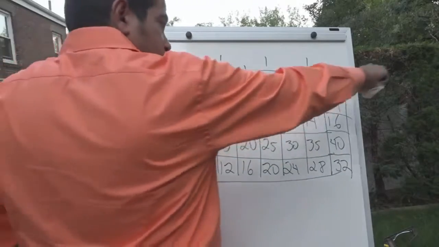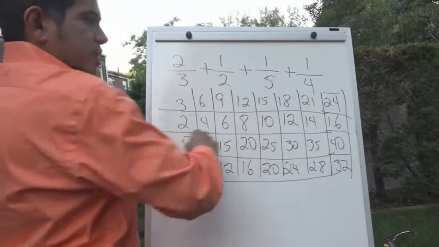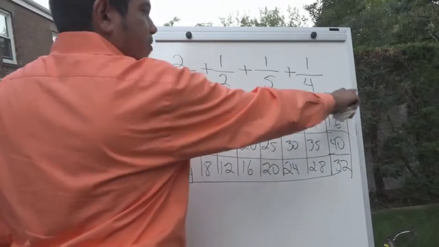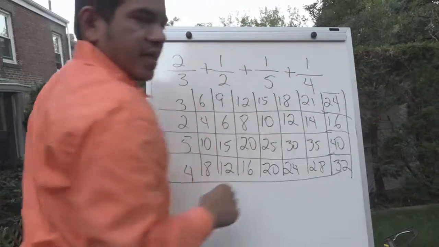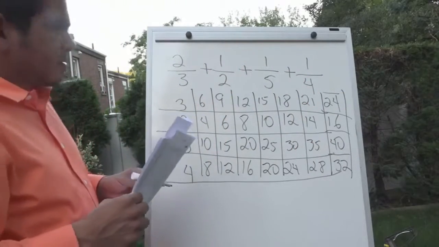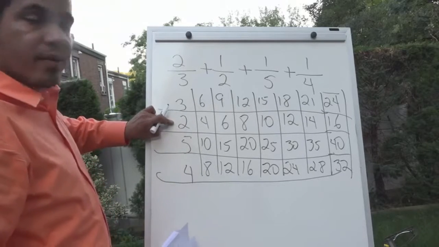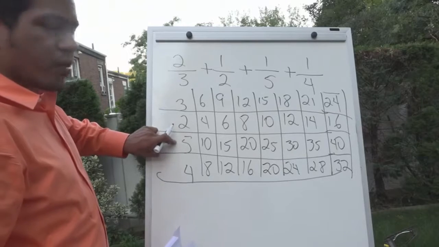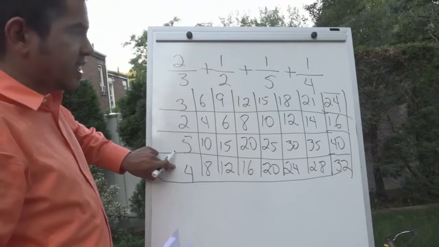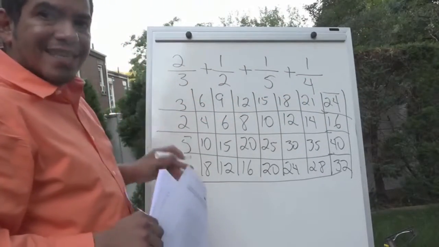Well, you will continue. Okay, I ran out of space, and that's why I don't like this method. You're going to continue, and there will be a point where all the numbers are going to have 60 as the common multiple. And now it only makes sense, because is there a number that multiplied by 3 gives you 60? Yes. Is there a number that multiplied by 2 gives you 60? Yes. Is there a number that multiplied by 5 is 60? Yes. Is there a number that multiplied by 4 is 60? Yes. So you're going to go on forever until you get 60.